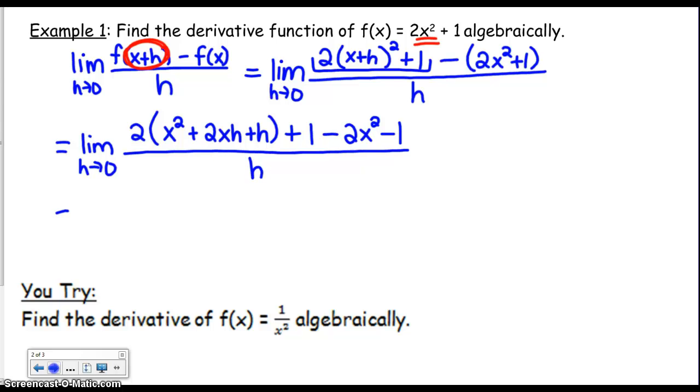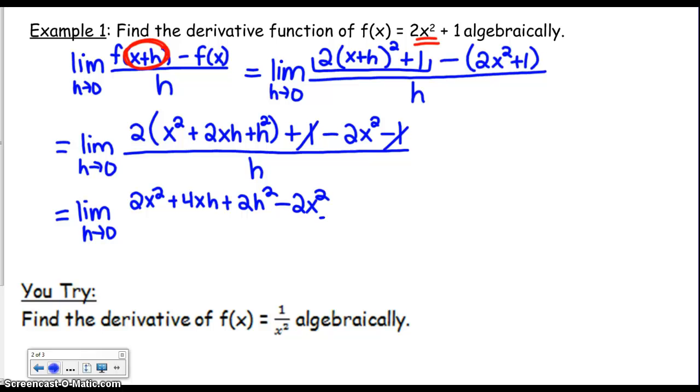Then I'm going to distribute my 2. So I have 2x squared plus 4xh plus 2h squared. Oh, this should have been an h squared on the end here. And then the plus 1 and the minus 1 cancel out, and I'm going to bring down my minus 2x squared over h. And again, I'm going to combine like terms so that 2x squared and the negative 2x squared cancel out. And I'm left with 4xh plus 2h squared.